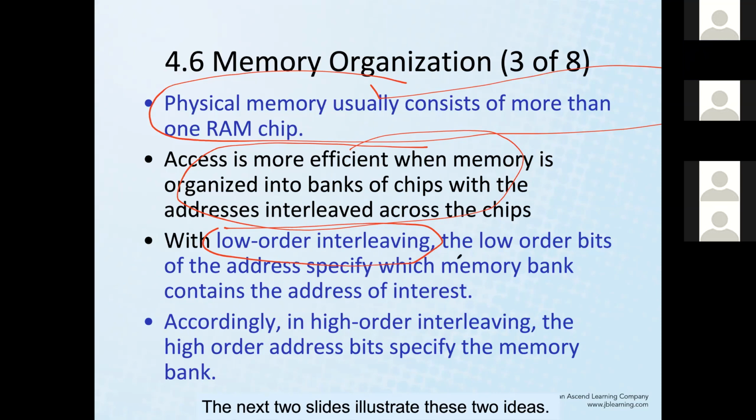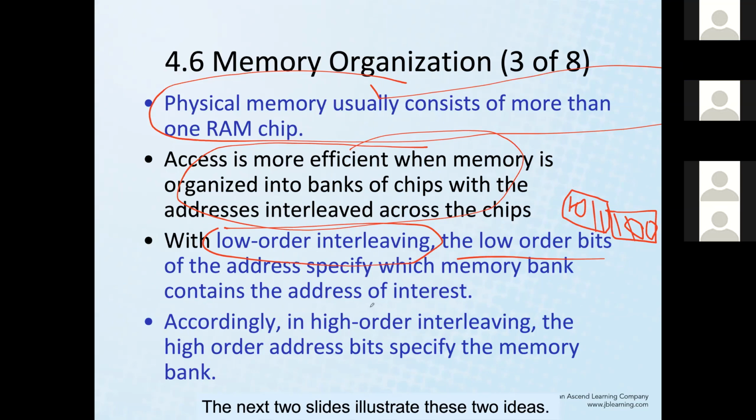So low order interleaving says that the low order bits means the bits on the right side of a binary number. If we have a binary number 1 0 1 1 1 1, for example 0 0, I'm sorry for this because I have to write with my trackpad, so I don't have my pen. So if we have these 8 bits, the low order bits are these 4 on the right side, and the high order bits are on the left side. So in low order interleaving, the low order bits on the right side specify which memory bank contains the address of interest. Okay, let's just learn this definition, and then we will see an example.